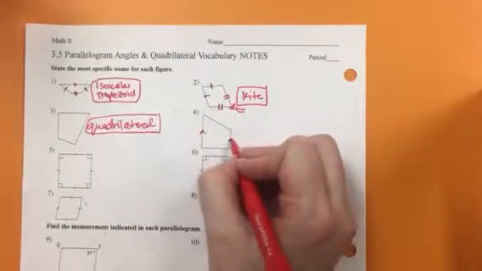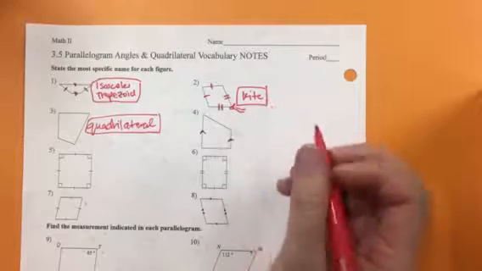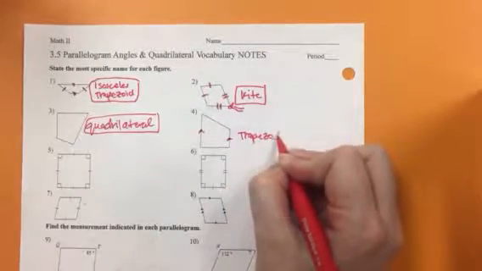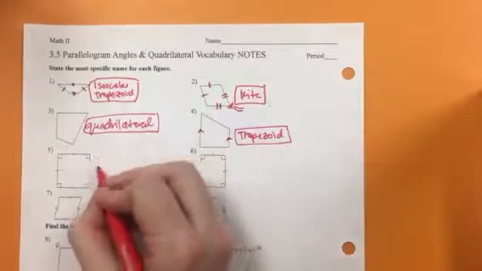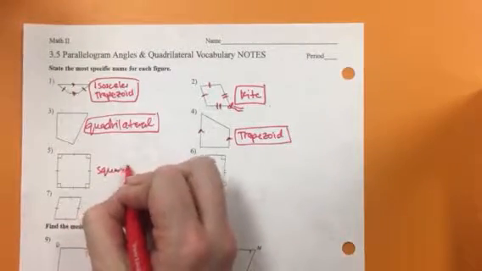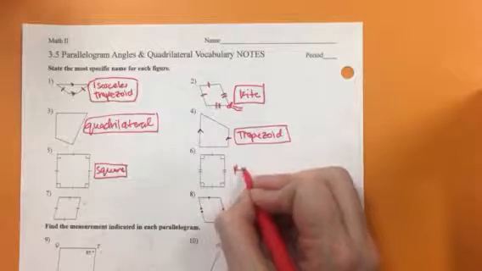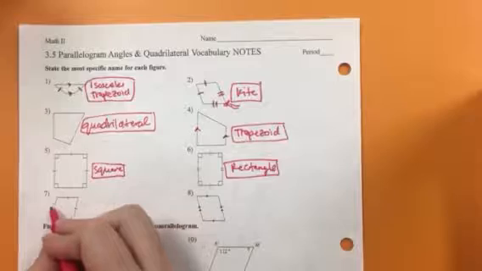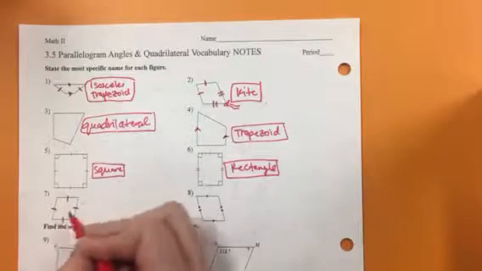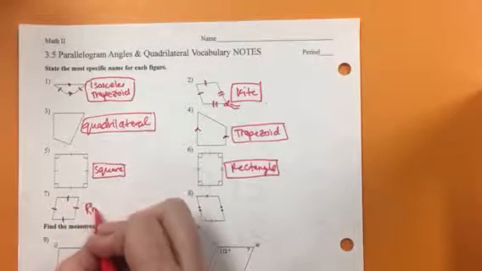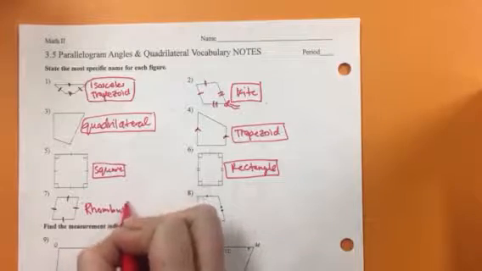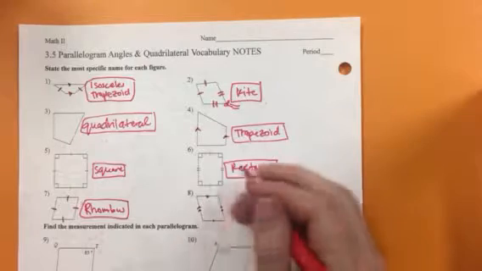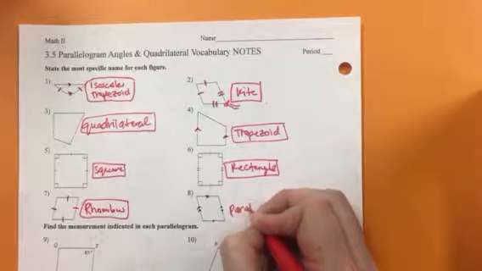We have one pair of parallel sides. That is a trapezoid. This one is a square and a rectangle. This one looks like a square, but it doesn't have 90 degrees, so that means that it is a rhombus. And this one has two pairs of parallel sides, so that is a parallelogram.